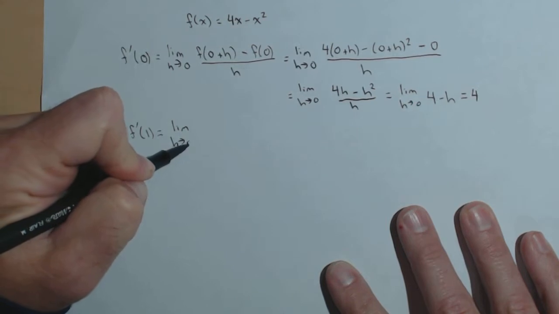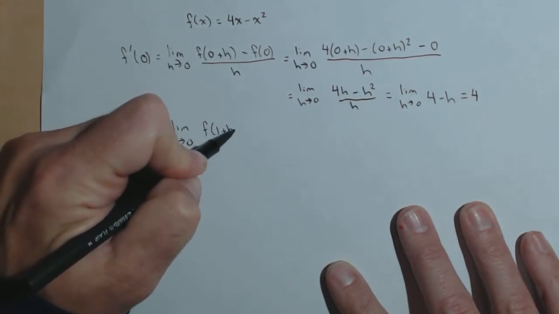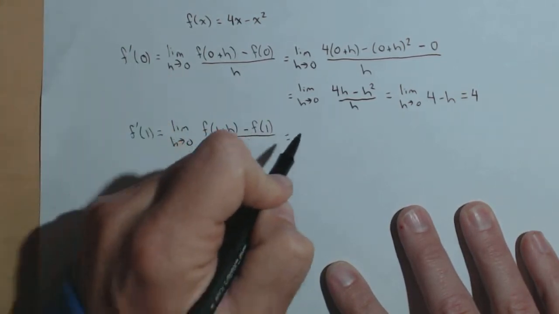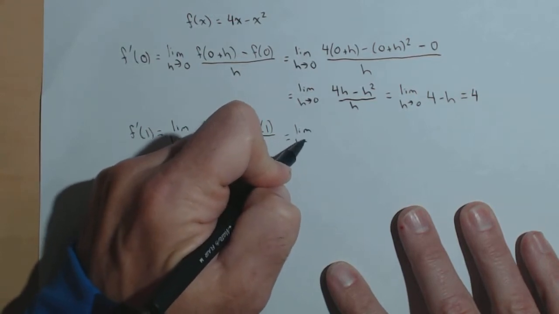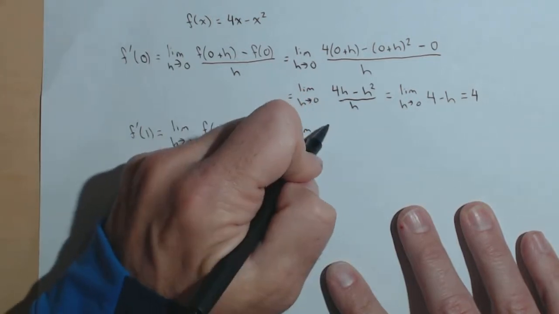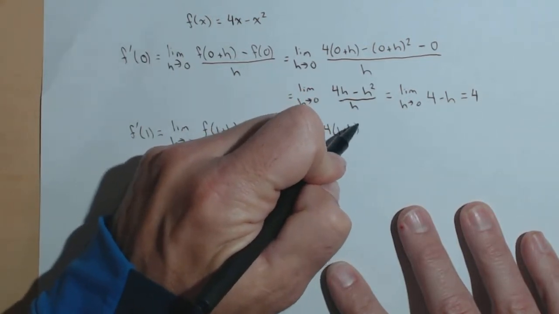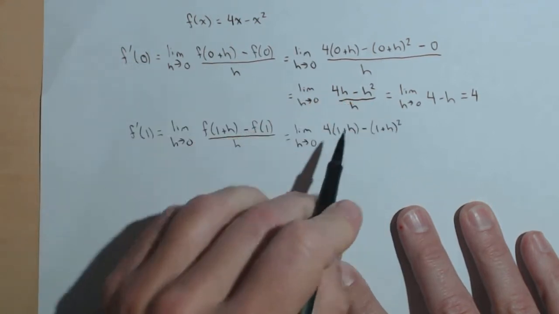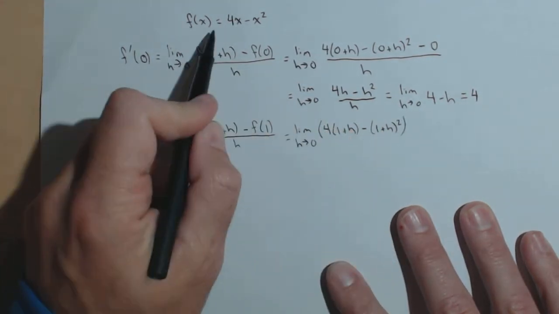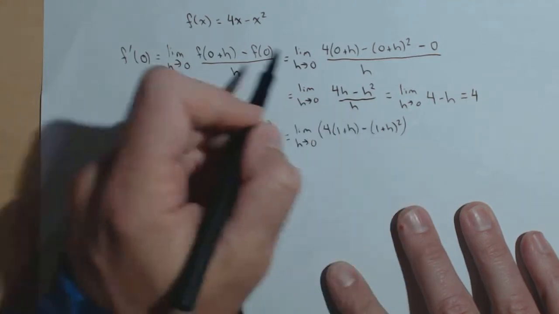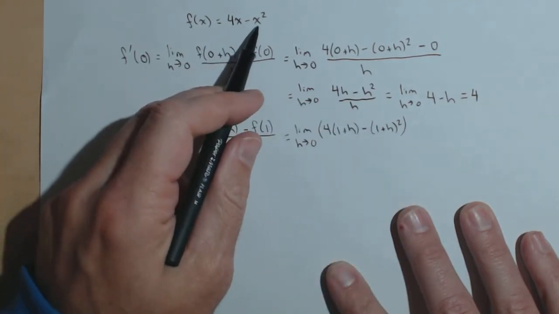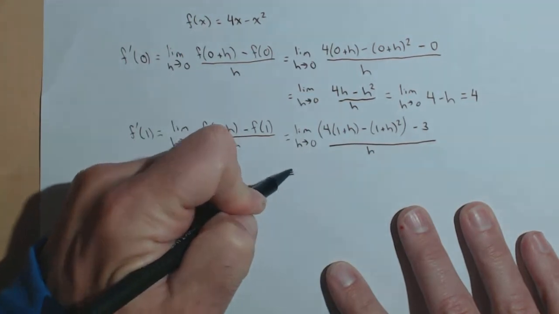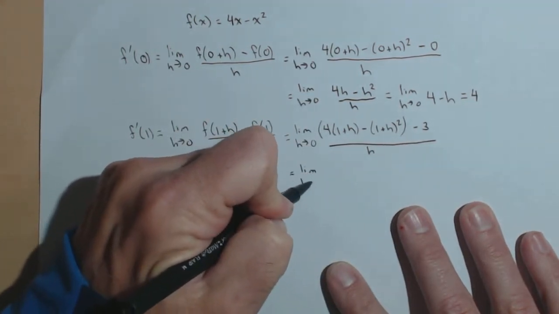Limit as h goes to 0 of f of 1 plus h minus f of 1 all over h equals, now we're going to plug 1 in instead of 0. So this line is going to look almost exactly like the line up here, except the zeros are going to be replaced with 1s. So 4 times 1 plus h, and then minus 1 plus h squared. So that part is the f of 1 plus h. F of 1, we're going to plug 1 into our function. We're going to get 4 minus 1, so minus 3, all over h.